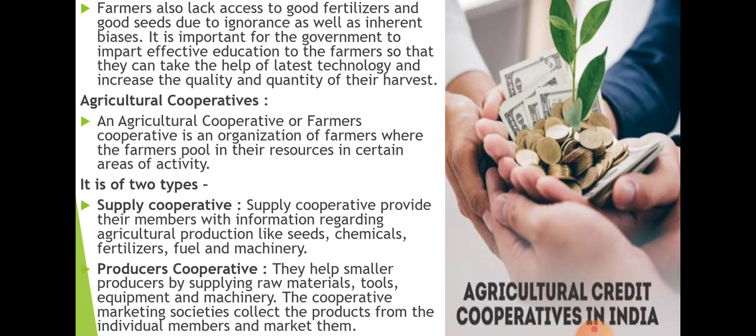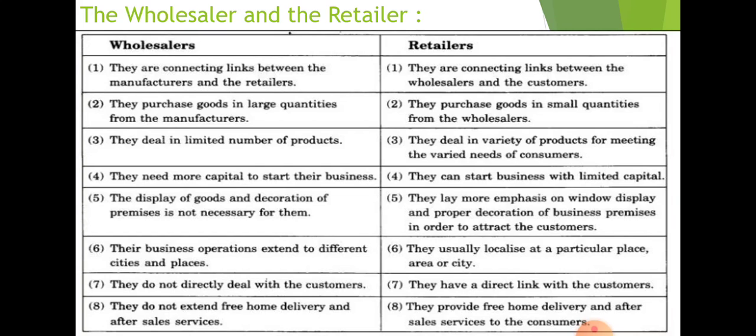Now, what is the difference between the wholesaler and retailer? Let us see the meaning of wholesaler and retailer. Wholesalers are the connecting link between the manufacturer and retailer. Manufacturer means the producers basically. The producers are known as manufacturers. Those who produce something, that is purchased by the retailer through the wholesaler, meaning the wholesaler will purchase from the manufacturer and the retailer will go to the wholesaler to purchase any product. They purchase goods in a large quantity from the manufacturer.